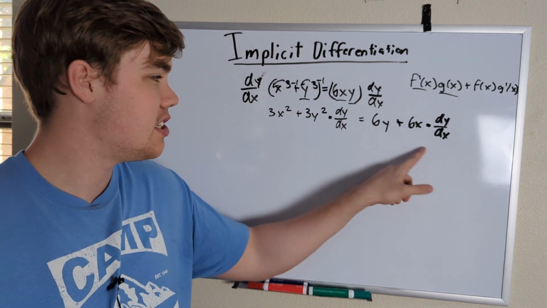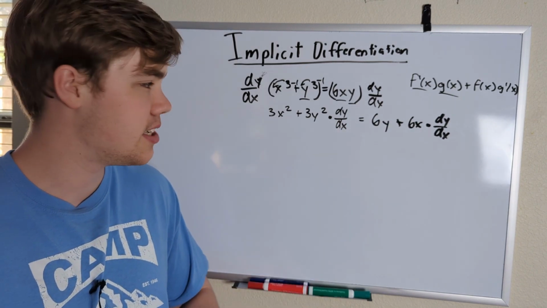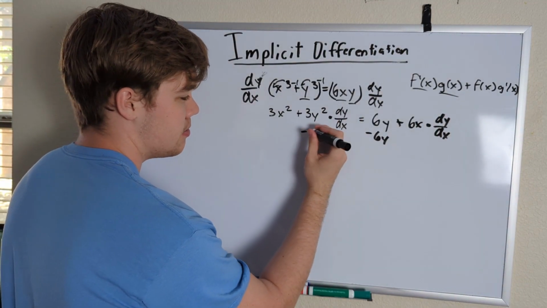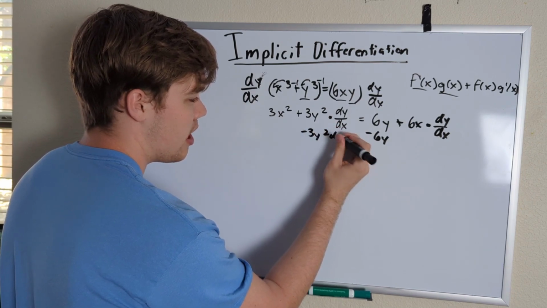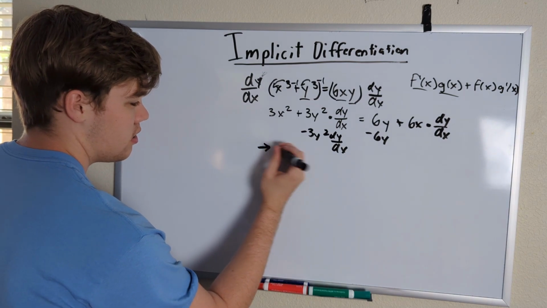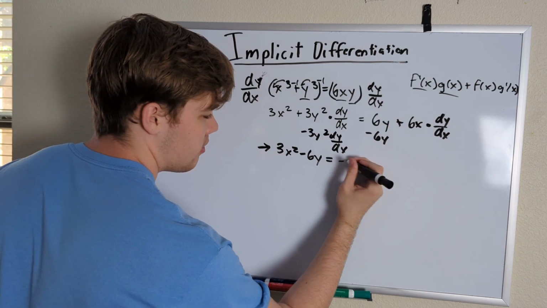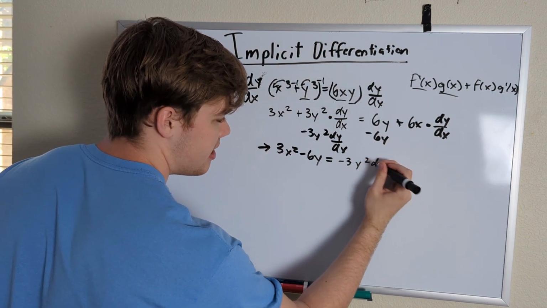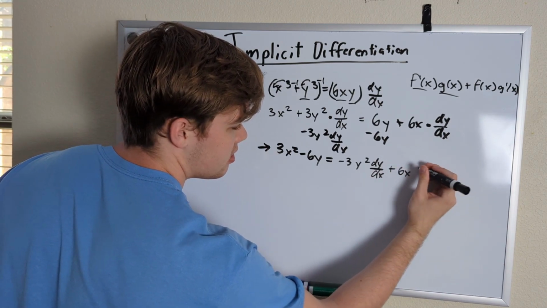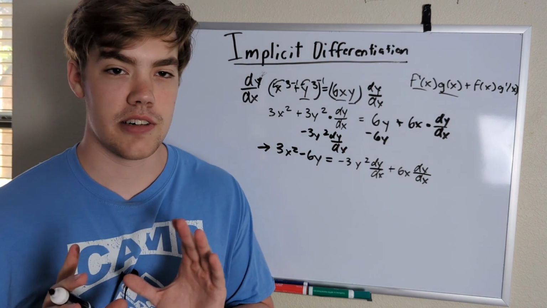Once again, we just need to isolate for dy/dx. So let's take the two functions that have dy/dx in them and put them on the same side. So first let's subtract 6y. And in order to isolate for dy/dx, we're just going to subtract 3y squared dy/dx. So this problem now turns into 3x squared minus 6y is equal to negative 3y squared dy/dx plus 6x dy/dx. And now we have the variables isolated on their respective sides.